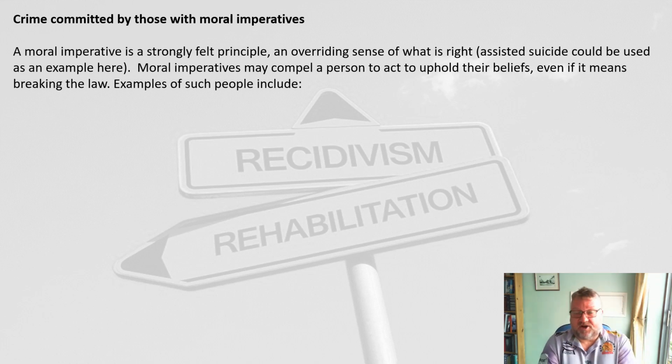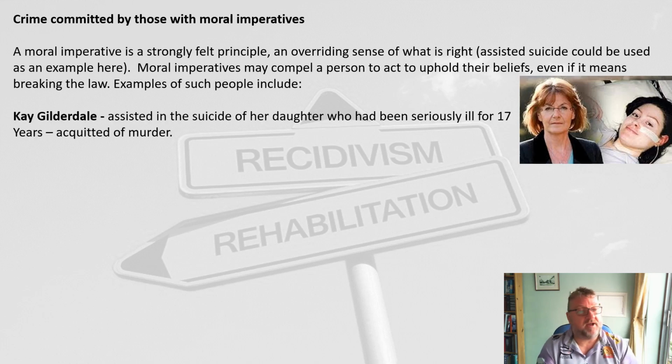Now, I've got some examples, but actually a recent example could be the Insulate Britain campaign, or the people that are gluing themselves to the M25 to try and stop diesel emissions. But I'm going to use these people here. So you can use Kay Gilderdale. Now, I've talked already about assisted suicide. She assisted in the suicide of her daughter, who'd been seriously ill for 17 years. She was acquitted of murder by a jury.